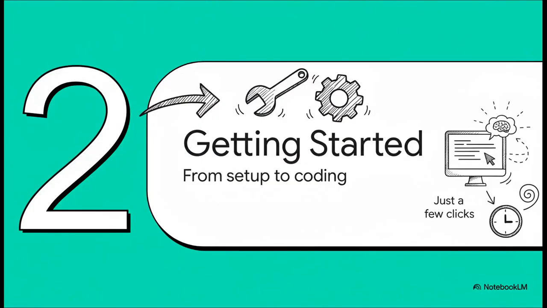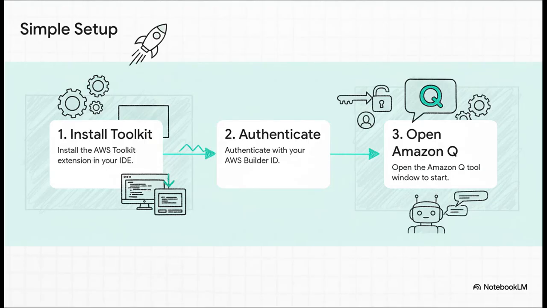Okay, that sounds pretty powerful, but you might be thinking it's probably a hassle to set up. Well, this is where it gets really impressive. You can actually go from zero to writing your first line of AI-assisted code in just a few clicks. Seriously. The whole setup is just 3 super simple steps. First, you install the AWS Toolkit extension right from your IDE's marketplace. It's there for VS Code, JetBrains, you name it. Second, you sign in with your AWS Builder ID. And finally, you just pop open the Amazon Q tool window. And that's it. You're ready to roll.